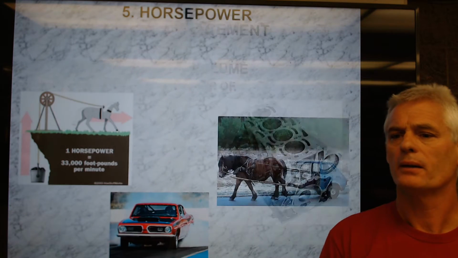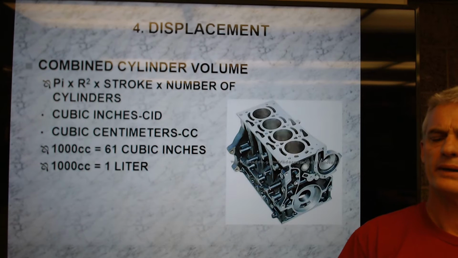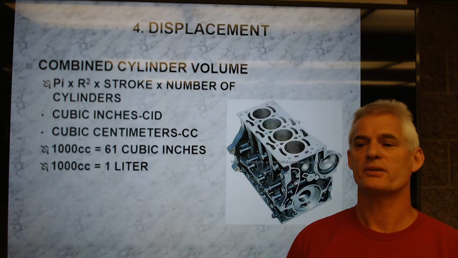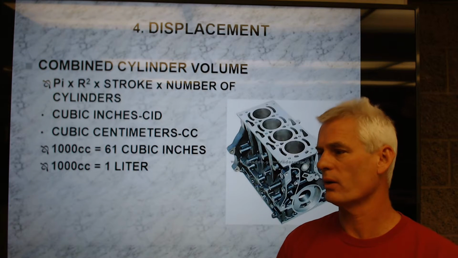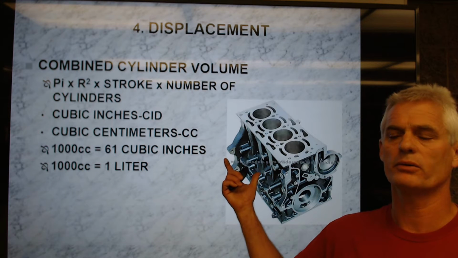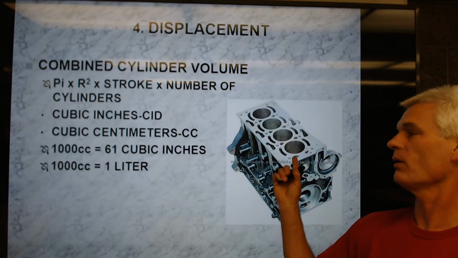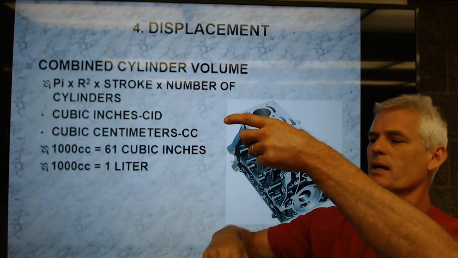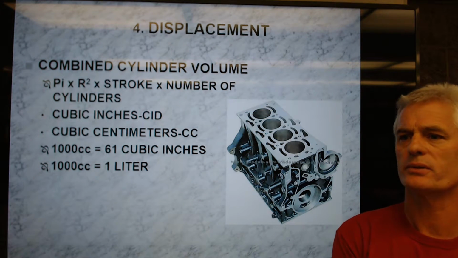Okay. So that gives us a way of talking about engines. We can say I have a large displacement engine, I have a small one. You can say, oh, I have a 350, or I have a 400, or I have a 1.8. We're talking about the combined volume of all of the cylinders. Again, volume of the cylinder, pi r squared, times the height, and then times the number of cylinders.